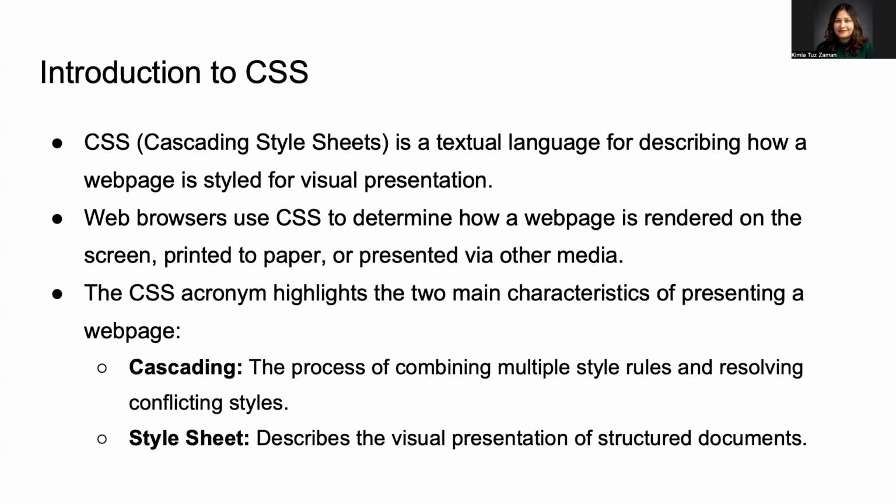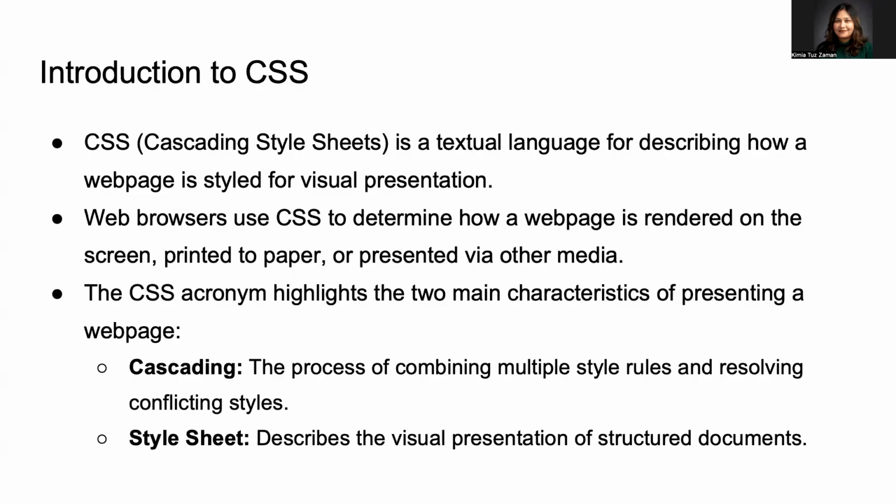What exactly is CSS? CSS stands for Cascading Style Sheets. Just like HTML is a textual language for structure, CSS is a textual language for styling. In simple terms, CSS tells the browser how things should look: the colors, the fonts, the spacing, the layout, and even how the page will look when printed or displayed on different devices.